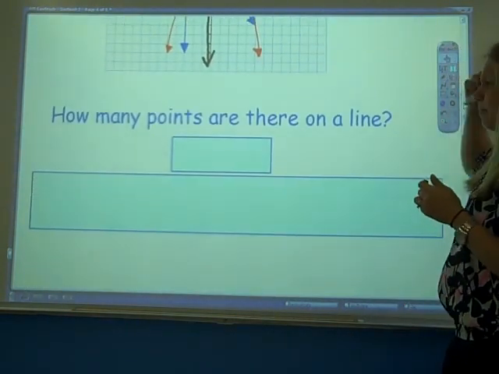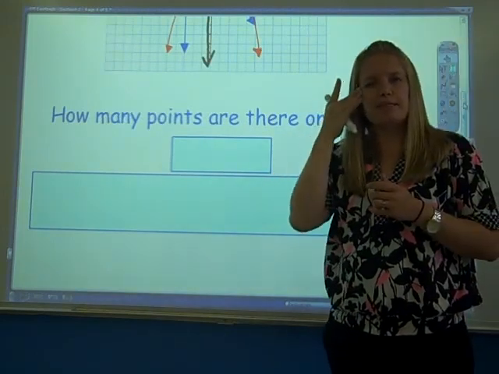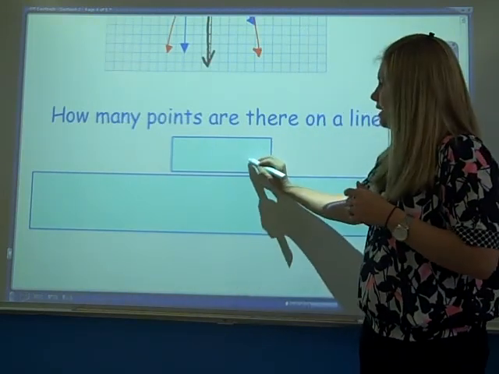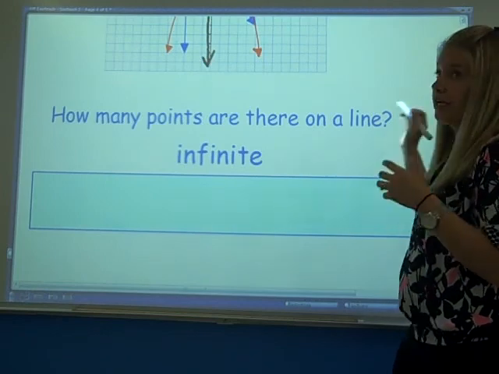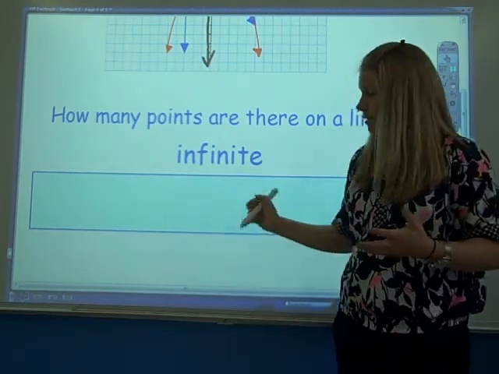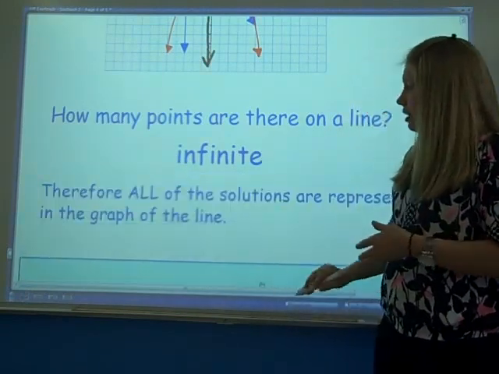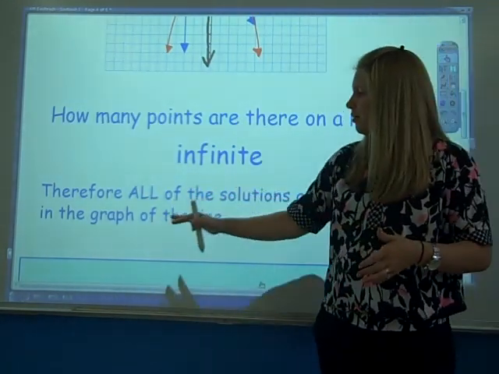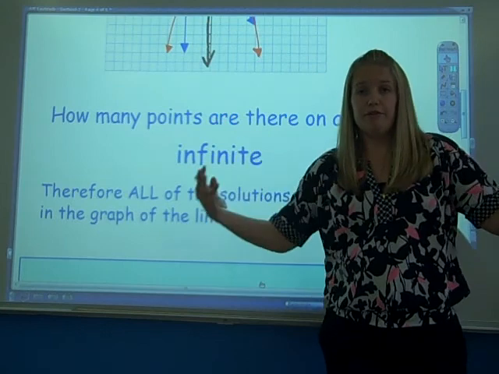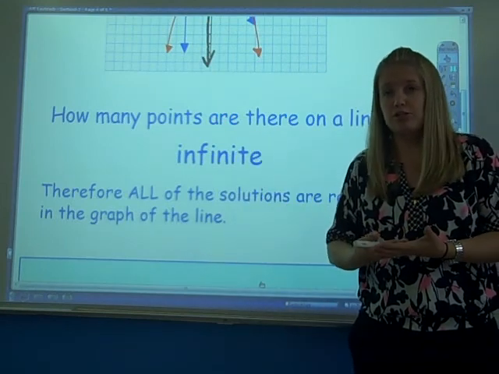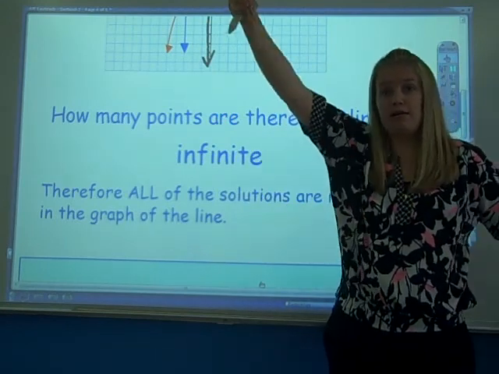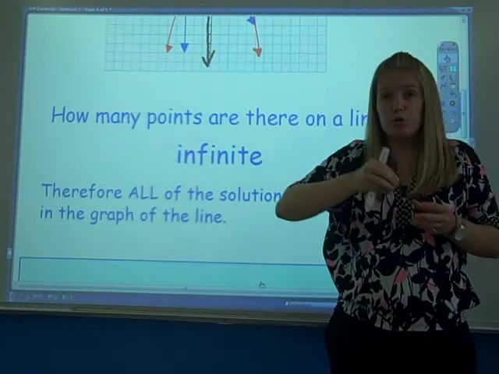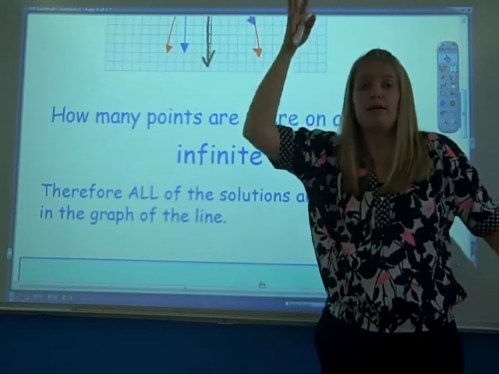So, how many points are there on the line? Something to think about, another key idea kind of to connect everything. There are an infinite amount of points on the line, which kind of makes sense because all of the solutions are represented in the graph of the line, because there's an infinite amount of solutions for each equation and there's an infinite amount of points on our line that we're drawing, so we're showing all the points on that graph.